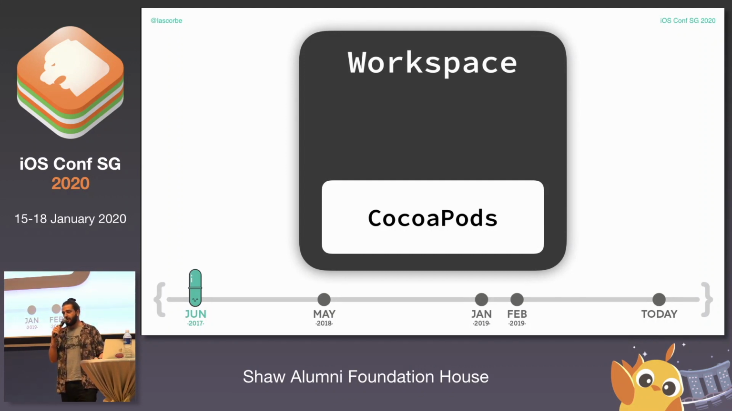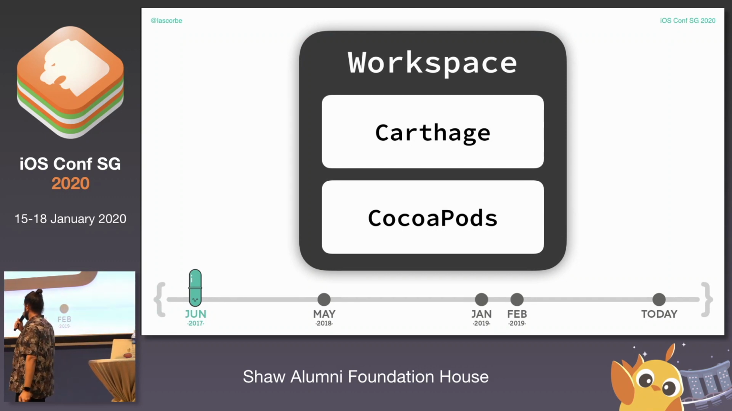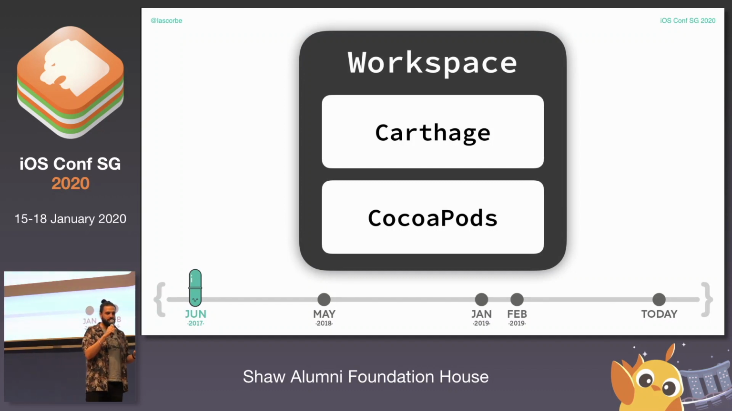So the way we solve this is we add a new dependency manager, which is Carthage, to manage all the Swift dependencies. Yeah, you heard that right. We had not one, but two dependency managers. So Carthage for dynamic frameworks with Swift, and CocoaPods for Objective-C static libraries.